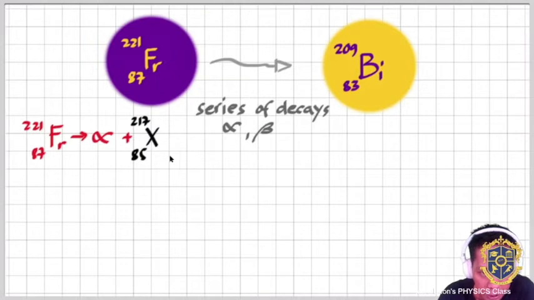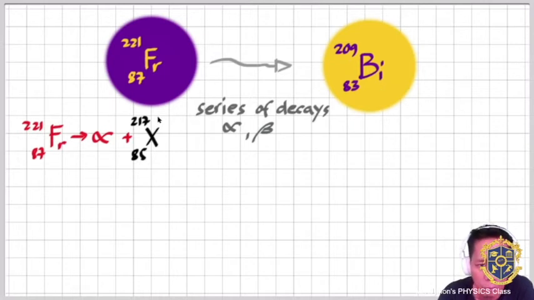I put an X here because this should be another element or another atom. The number of protons defines the atom. If the number of protons is 87, then it must be francium. If the number of protons is 83, then it's not francium anymore, it's bismuth. The same with 85: this is not francium, and this is not bismuth either.